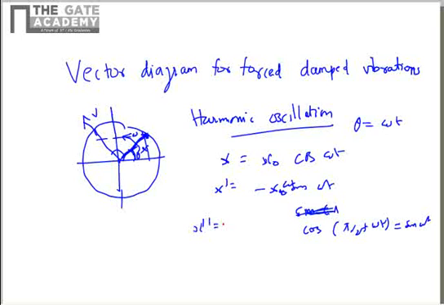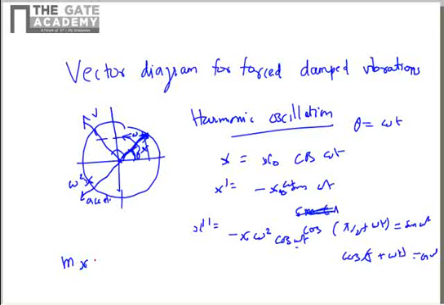And then acceleration x double dash will be minus x0 omega square cos omega t again. So cos of pi plus omega t is equal to minus cos omega t. So this is 180 degrees from the displacement. This is the acceleration, and the magnitude of the acceleration vector is omega square x. Like that we can represent a harmonic oscillation on a vector diagram.